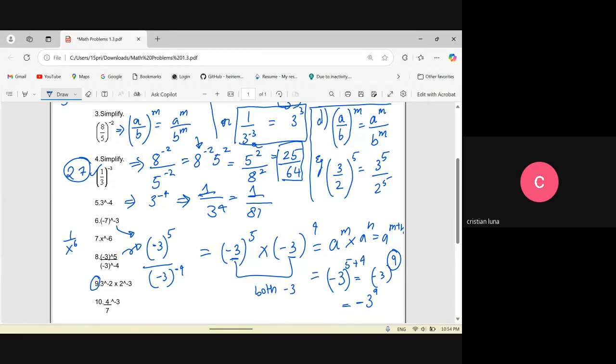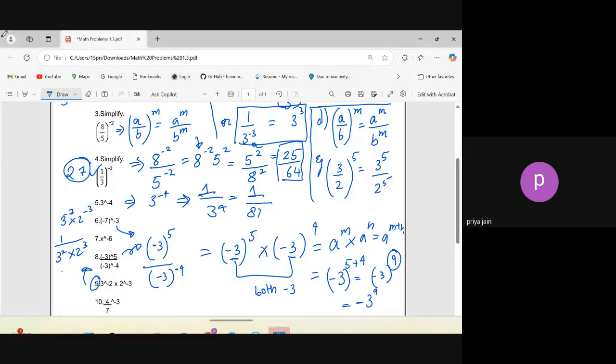So for number 9, I got 1/72 as my final answer. Hold on, let me see. So this one would be 3 power negative 2 times 2 power negative 3. This would be 1 over 3 power 2 times 2 power 3, right? Right. In the end, I'm going to get 9 times 8, so 1 over 72. Is that what you got? Yes, that's what I got. Okay, nice.